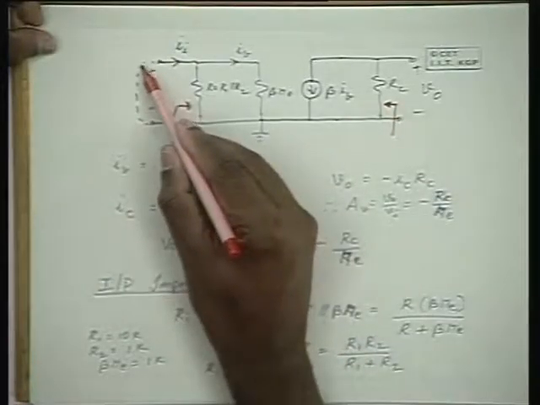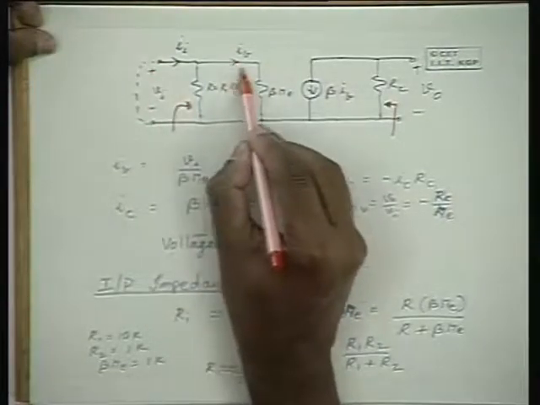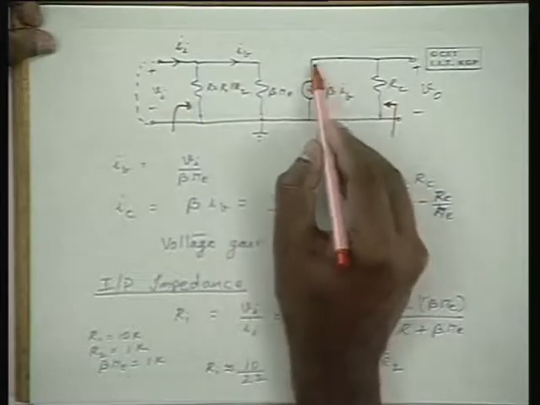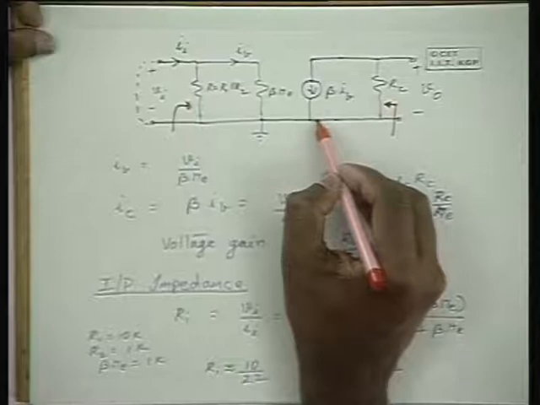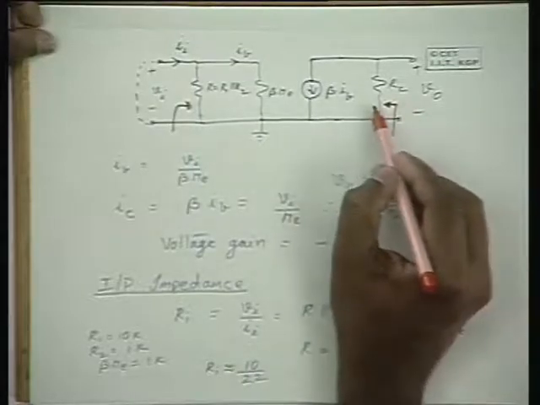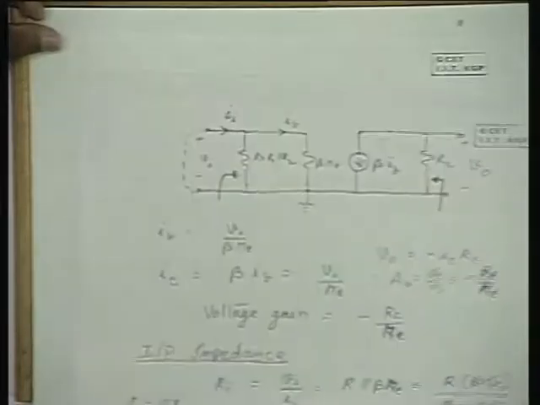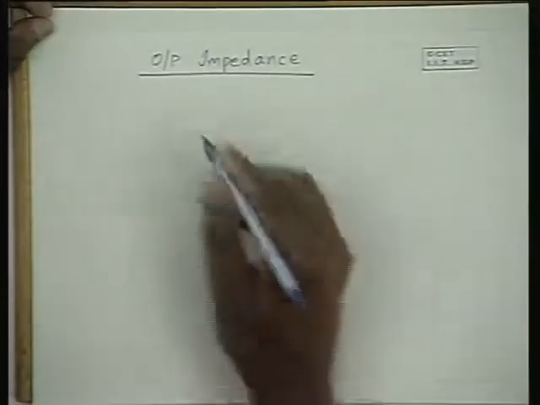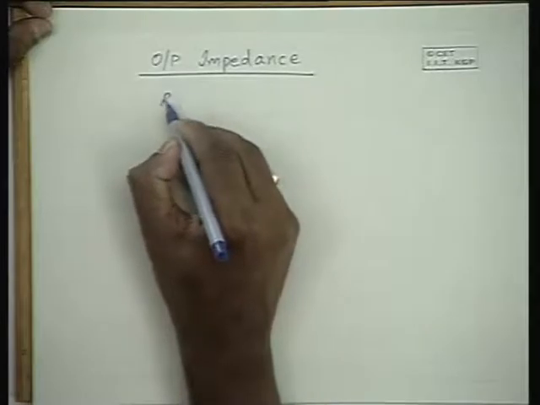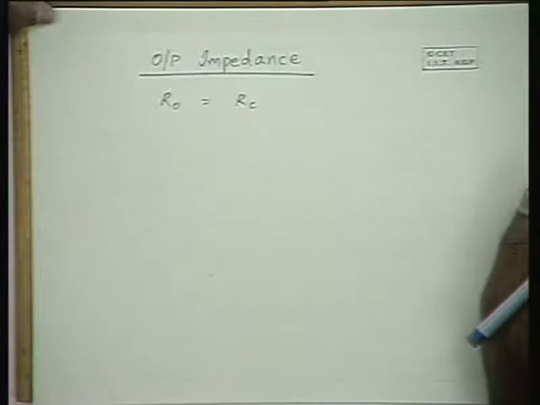Now when the input is replaced by the short circuit, there is no driving voltage here, therefore IB is 0, hence this current is 0. Current is 0 means it is an open circuit, and the impedance looking into these terminals is now RC. Hence the output impedance in this circuit is RC itself.